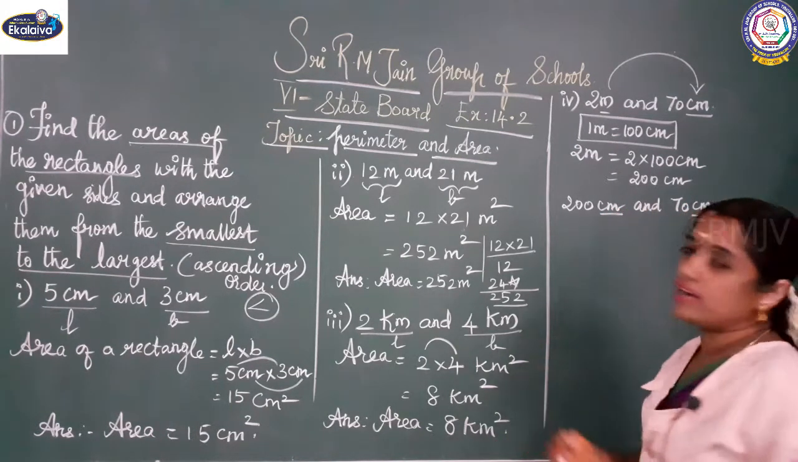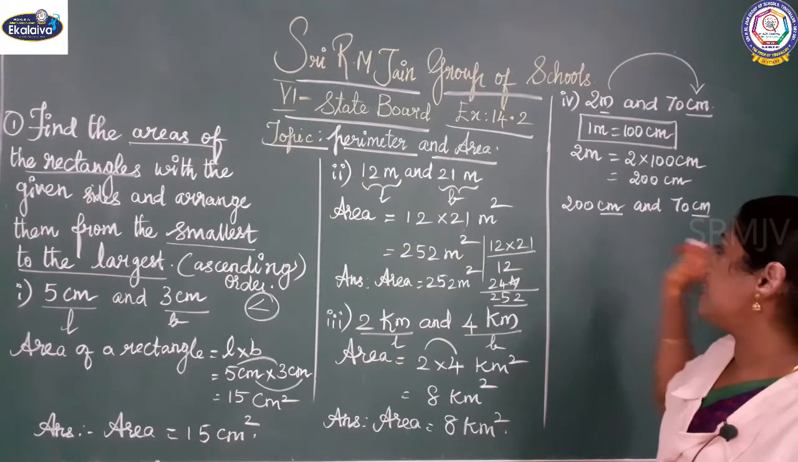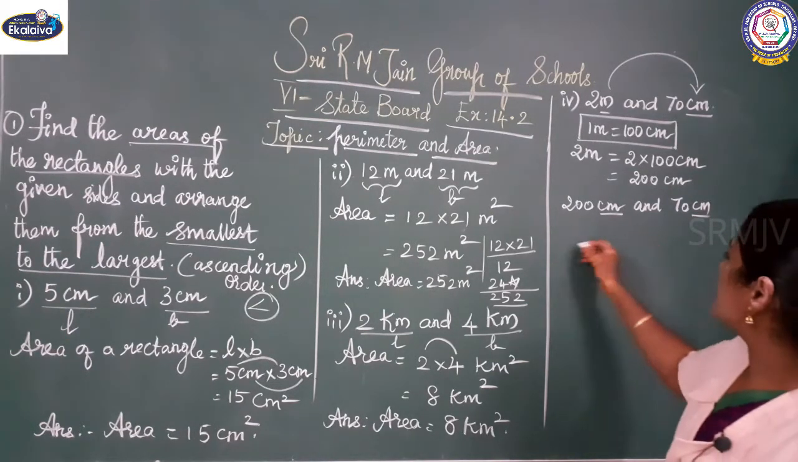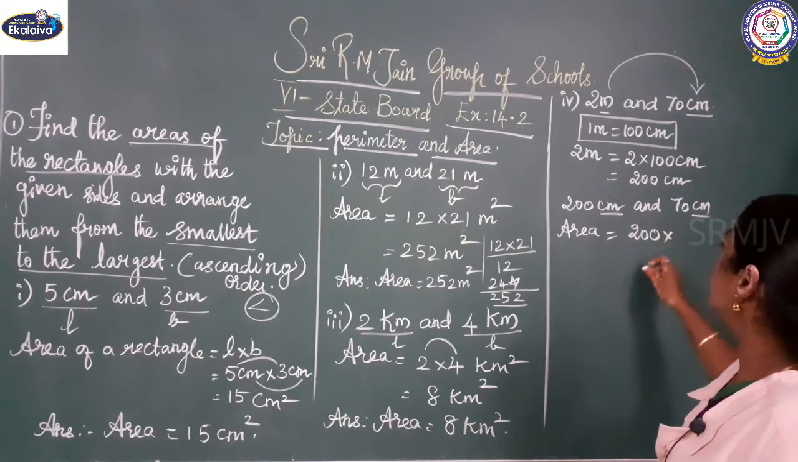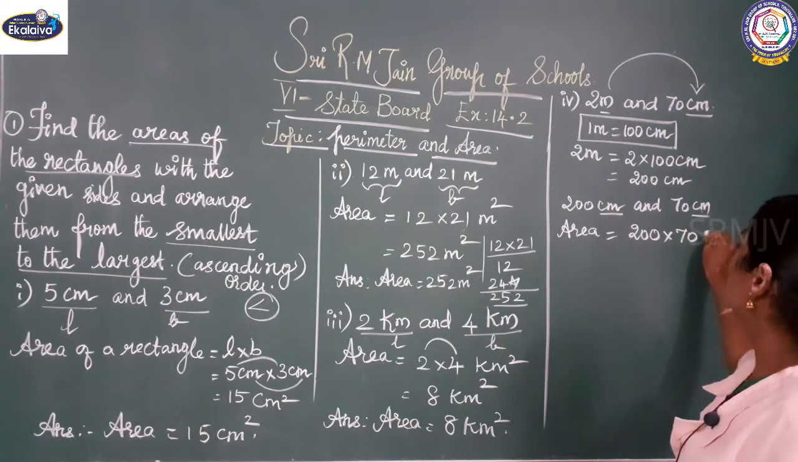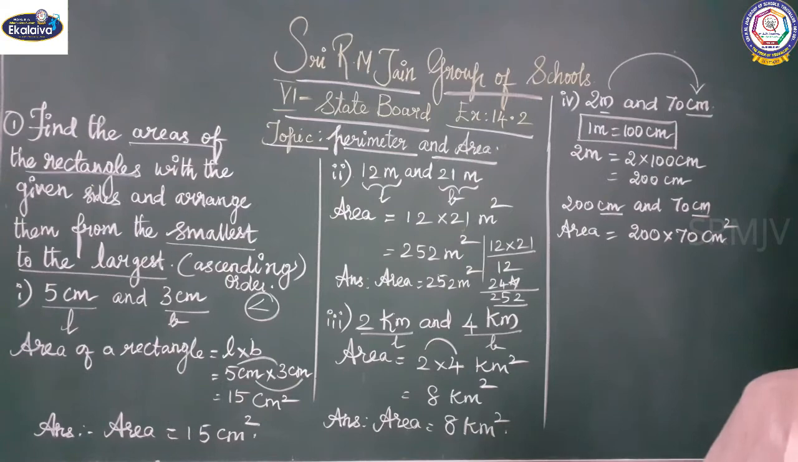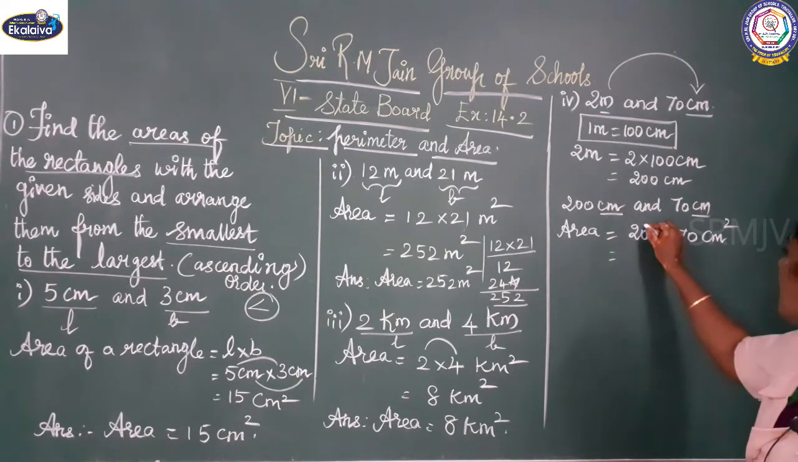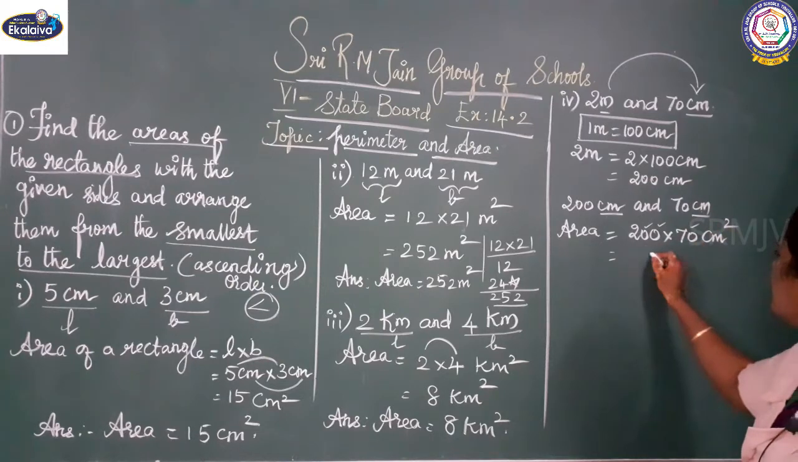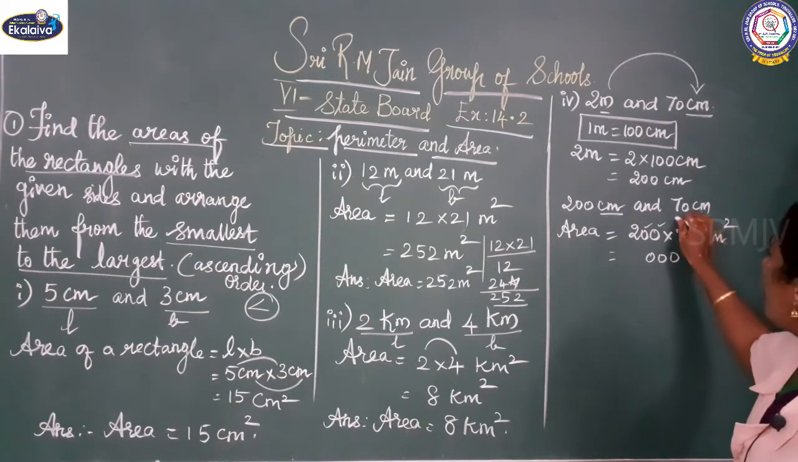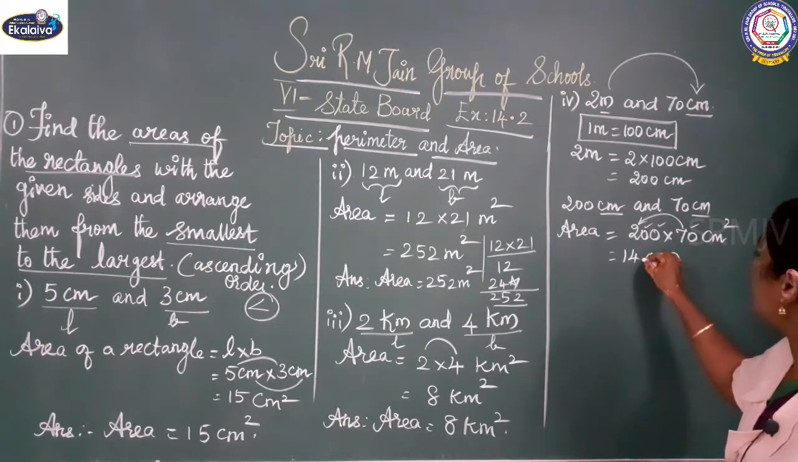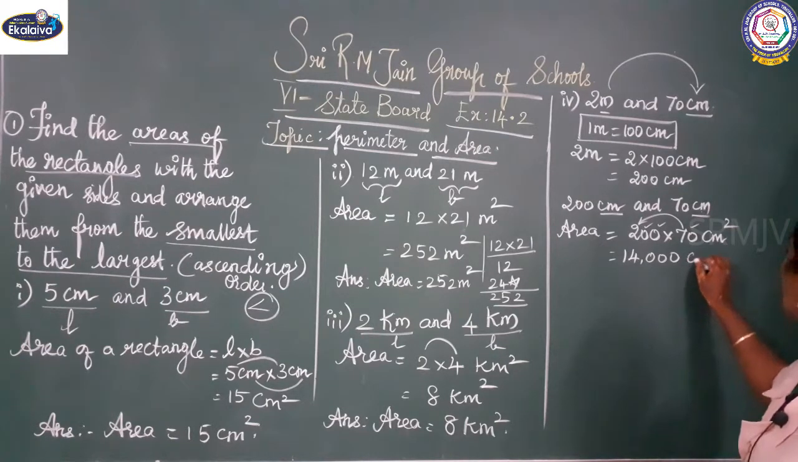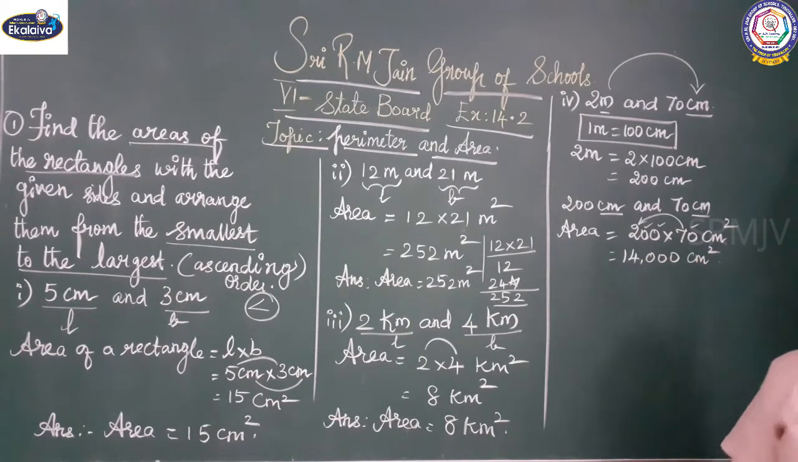Now my units are what? What is my unit? Same. Can you clear this? Now I can substitute this. Area, length into breadth. So 200 into 70. What is the unit for this? Centimeter square. Can you clear this? Now listen. See how many zeros do you have here? 3 zeros. So write that 3 zeros and multiply 2 with what? 7. So 2 sevens are what? 14. So the answer is what? 14,000 centimeters square. Can you clear this? So my step 1 is over.